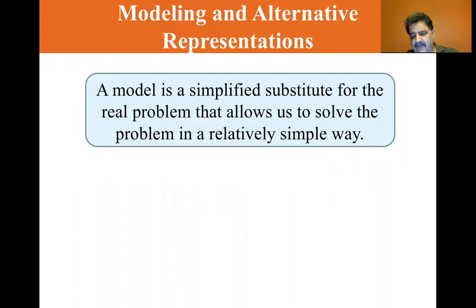Modeling is one of the primary problem-solving methods in physics. You form an appropriate model of the problem, and the way the little blue box says, a model is a simplified substitute for the real problem that allows us to solve the problem in a relatively simple way. So as long as predictions of the model agree to our satisfaction with actual behavior of the real system, the model is valid. If the predictions do not agree, the model must be refined or replaced with another model.